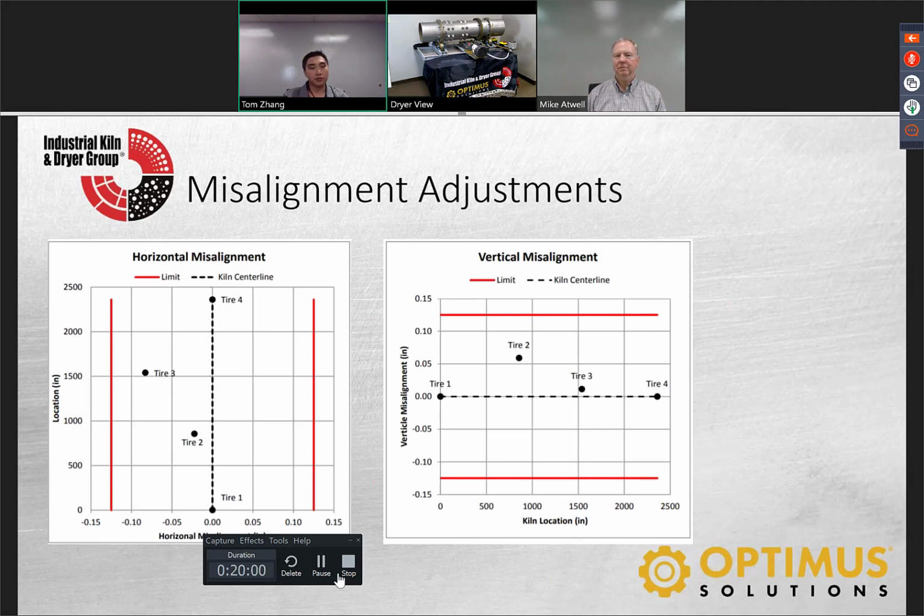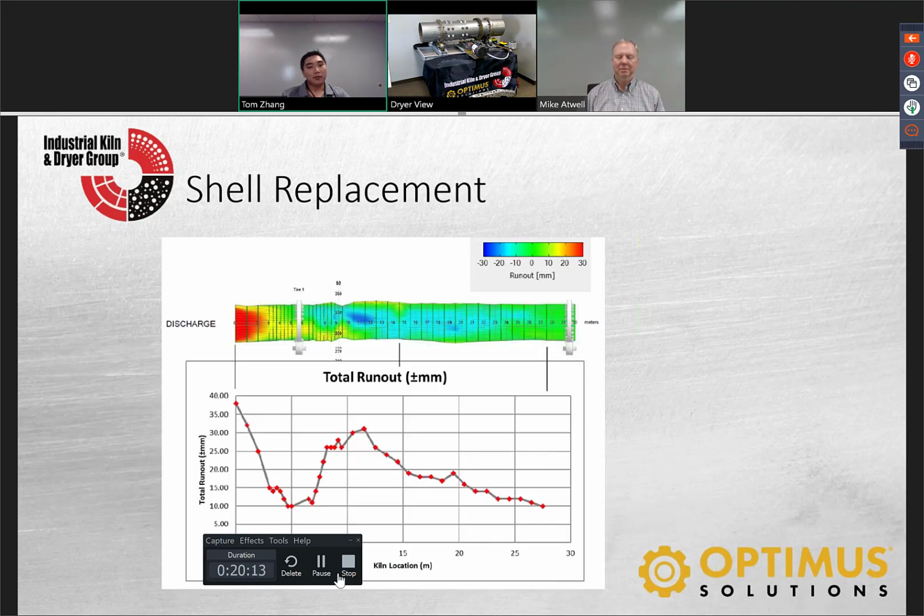So ultimately, if we shoot the unit with the methodology that we have and it's all within tolerance, we would consider that relatively aligned. Any comments you want to make, Mike? Okay. The second one is a shell replacement.